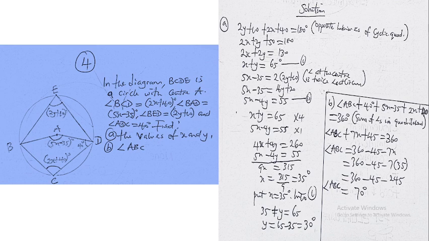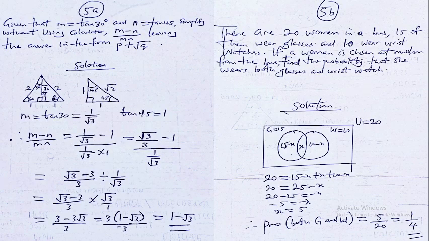So we are moving to question number 5 right now, and question number 5 is on trigonometric ratio. Of course, question number 5 has two parts: question 5A and question 5B. The 5A is on trigonometric ratio of special angles, angle 30 degrees and angle 45 degrees. We are given that M is tan 30 degrees and N is tan 45 degrees. Simplify without using a calculator, M minus N over MN, leaving the answer in the form of P plus root Q. So that's question number 5A there.